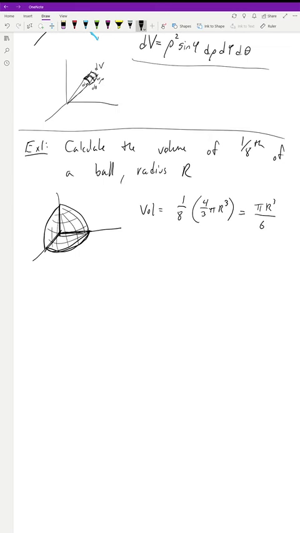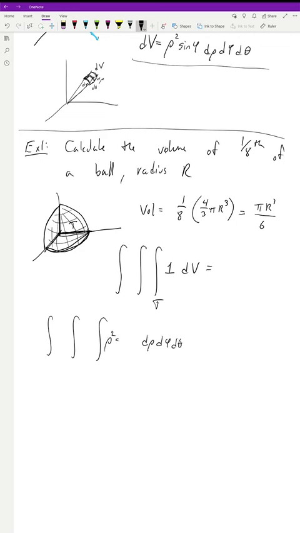So let's set this up and let's work it out. So what are my bounds? Okay, so I'm trying to find the volume. So this is a 1 dv over this. So let's call this region T. Okay, and so what this turns into is a triple integral where my bounds are in the order d rho, d phi, d theta, and the integrand is rho squared sine phi.